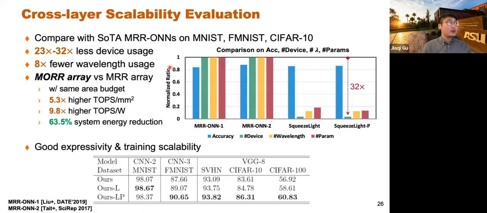So compared to the previous design, the normal single-operand ring weight bank, our multi-operand ring can be 20 to 30x more compact and use 8 times fewer wavelengths, where the bandwidth matters. Also, with the same area budget, we can be 5 times higher in compute density and 10 times higher in efficiency. System-wise, we simulate this whole architecture, and it can be 60% more efficient. And in terms of accuracy, you can see it maintains a very high accuracy, recovering the ideal simulation results.